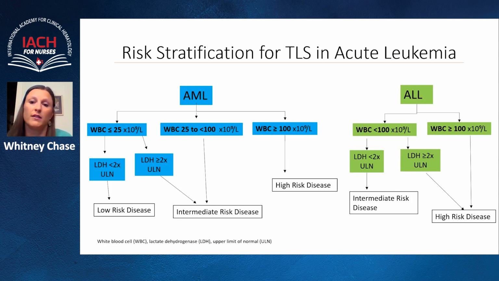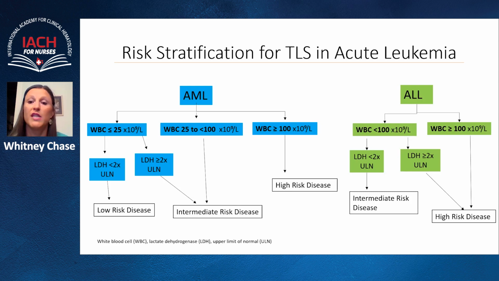So patients with ALL, and remember, lymphoid cells are much smaller than myeloid cells, so we can tolerate a much higher white count without running into as many problems. But in ALL, if the white count is less than 100 and the LDH is less than 2 times the upper limit of normal, they're at intermediate risk for TLS. If LDH is greater than 2 times the upper limit of normal, with the white count still less than 100, they're considered to be high risk, as are patients with white counts of 100 or greater.